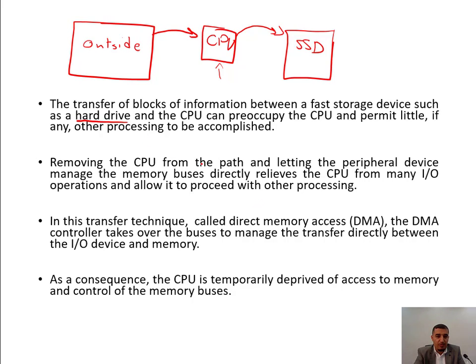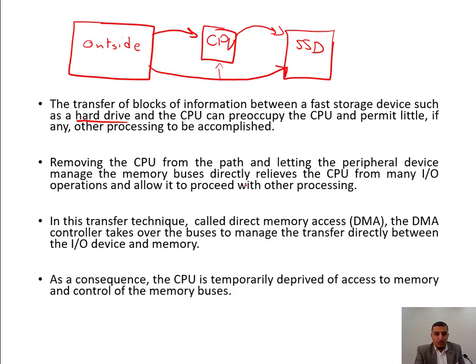Instead, removing the CPU from the path and sending the information immediately from the outside world to the SSD can be done using the direct memory access device. Removing the CPU from the path and letting the peripheral device manage the memory buses relieves the CPU from many input-output operations and makes life much easier for the CPU.